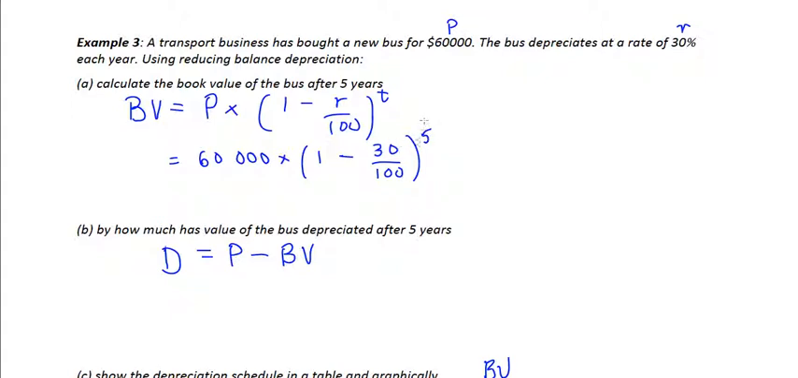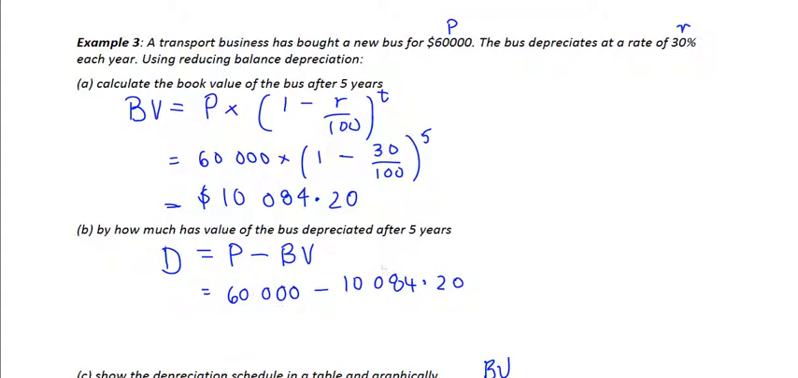So 30% for 5 years at $60,000. And what you find is that the value of the bus has depreciated quite significantly. 30% a year is a lot. So what we've got here is after 5 years, the bus is only worth $10,084.20. Let's work out how much it's lost of its value. That would be the depreciation.